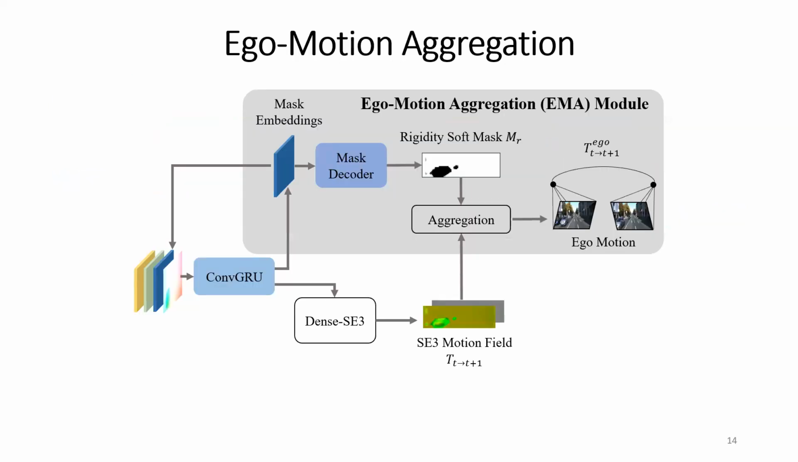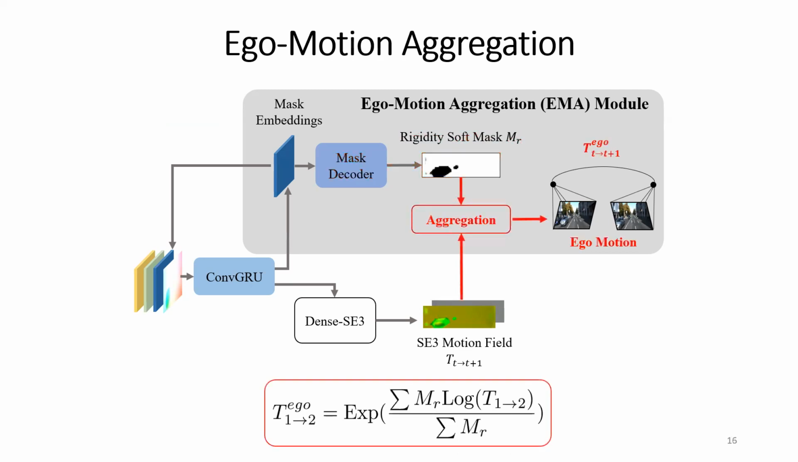In the EMA module, we iteratively refine a mask embedding map using the ConvGRU unit, which is later decoded to produce a rigidity soft mask. This rigidity soft mask assigns a value between 0 and 1 to each pixel, indicating the probability of it being part of the static region. Finally, we compute the ego-motion by aggregating the estimated SE3 motion field using the learned soft mask.